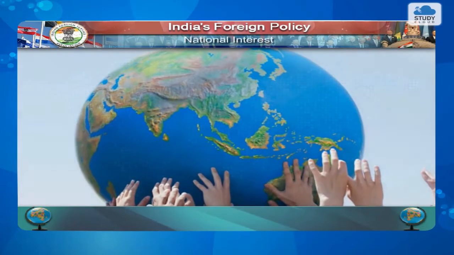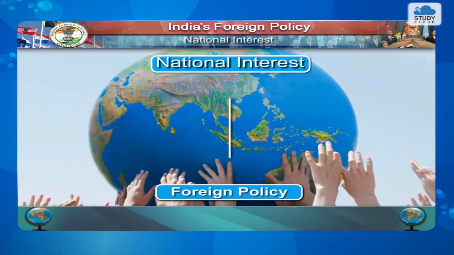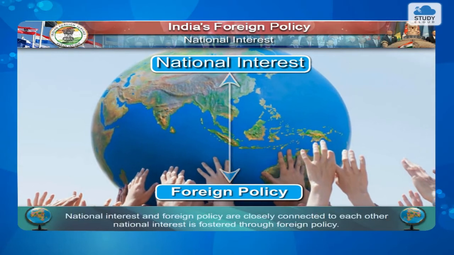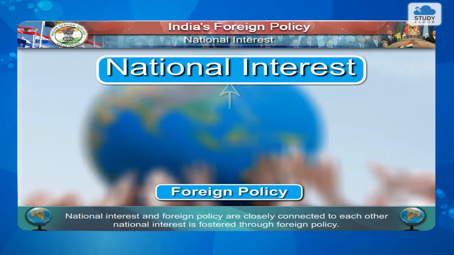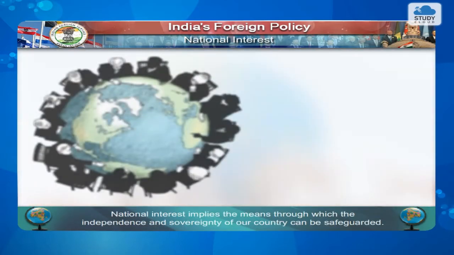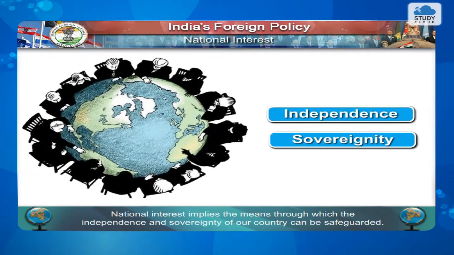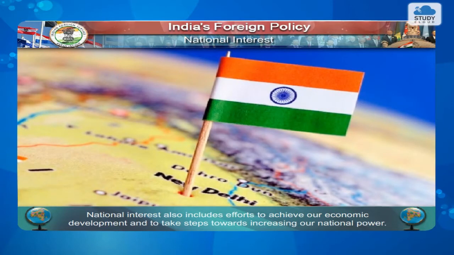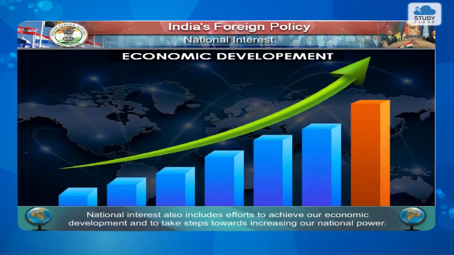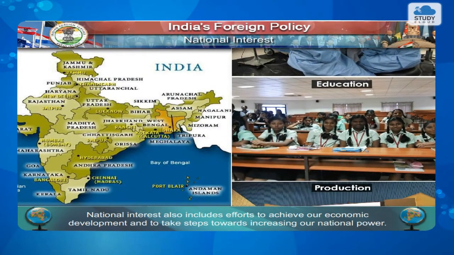National interest. National interest and foreign policy are closely connected to each other. National interest is fostered through foreign policy. National interest implies the means through which the independence and sovereignty of our country can be safeguarded. National interest also includes efforts to achieve our economic development and to take steps towards increasing our national power.